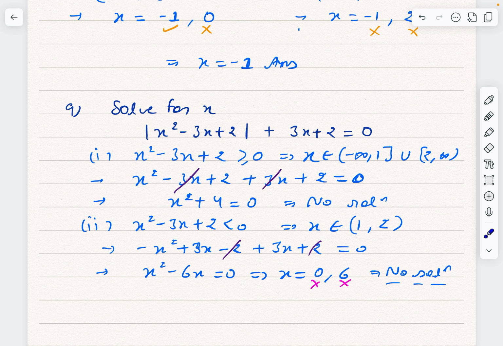Now, in this interval, we can say the mod will open with positive sign. So we get x square minus 3x plus 2 plus 3x plus 2 equal to 0. So 3x cancel, you get x square plus 4 equal to 0. There is no solution.